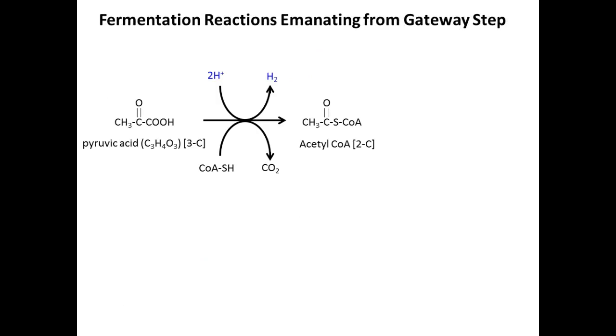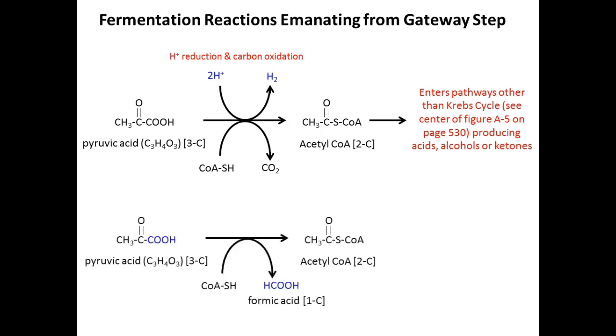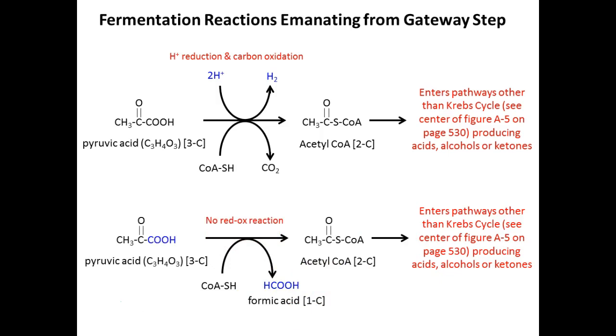So, pyruvic acid to acetyl-CoA. And then again, hydrogen protons are picking up electrons here. And then it can enter into the Krebs cycle. Again, pieces of it don't go the whole cycle, but it uses portions of the Krebs cycle to produce other acids and alcohols and ketones. So there's a whole bunch of possibilities that can happen.